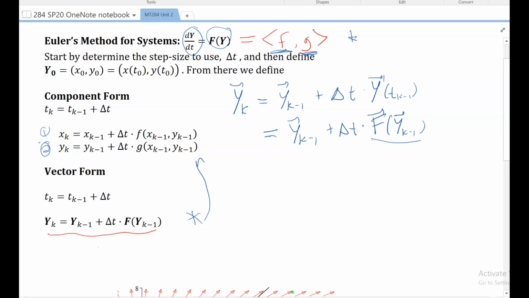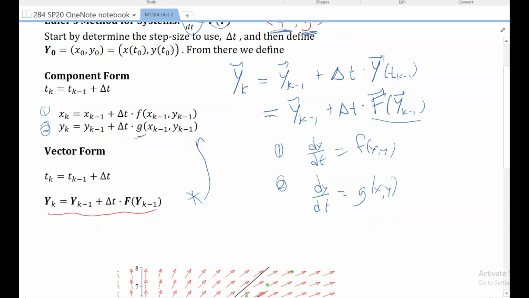So to get the next x, we take the previous x component plus delta t times little f, and little f is the right-hand side of the first differential equation for our system. And to get the next y, we take the previous y plus delta t times g, which is the right-hand side of the second equation in our system. So our system, in component form, is dx/dt equals little f of x,y, and dy/dt is going to be little g. Mostly we're going to be encountering autonomous systems in this unit. So that's what we'll do next.